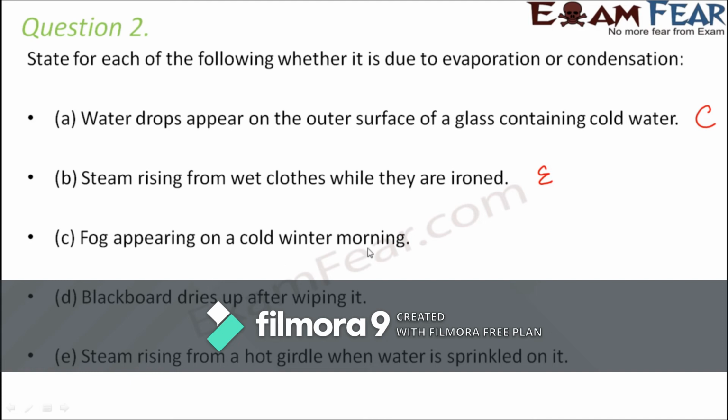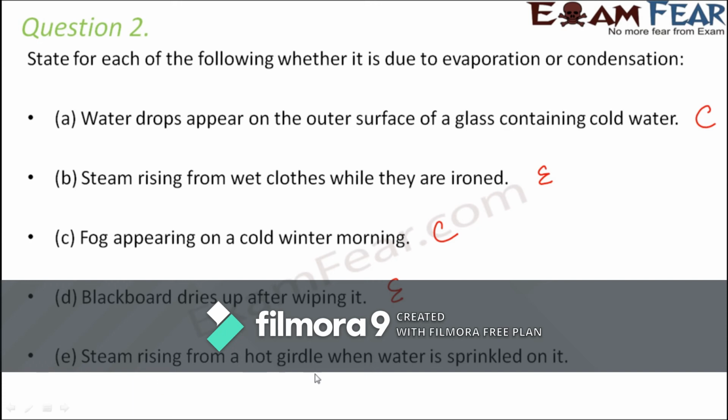Fog appearing on a cold winter morning. So why do you see that fog? That is again nothing but condensation, when the water vapor is being cooled so that it gets converted into liquid water droplets. Blackboard dries up after wiping it. When you wipe a blackboard with a wet cloth, it suddenly dries up. That's because the water there gets converted to its vapor form, which is evaporation.